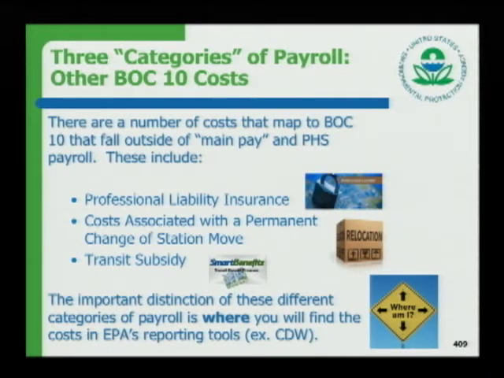And the last category of BOC 10 is all the other stuff that maps to BOC 10, but it's not part of main pay and it's not part of the PHS payroll. This is stuff like professional liability insurance, costs associated with the PCS move, transit subsidy. The reason I like to illustrate these three unique categories is, depending on what you're looking for, there are different queries that have this information.